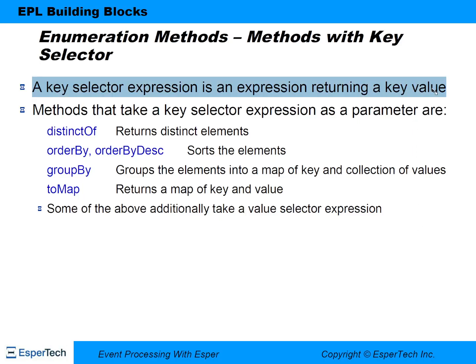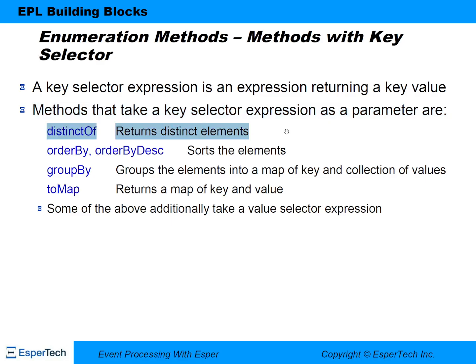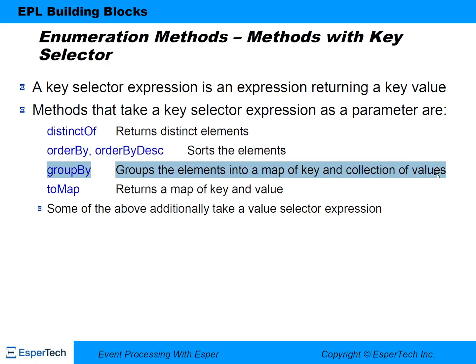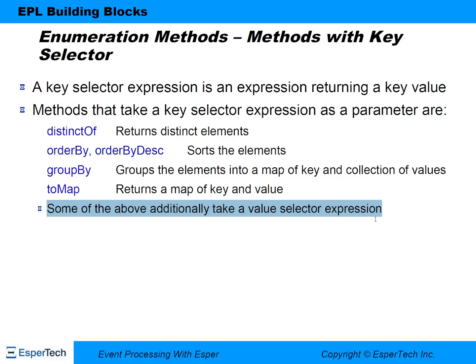A key selector expression is an expression returning a key value. Methods that take a key selector expression as a parameter are: the distinctOf method returns distinct elements. The orderBy and orderByDesc methods sort the elements. The groupBy method groups the elements into a map of key and collection of values. The toMap method returns a map of key and value. Some of the above additionally take a value selector expression.